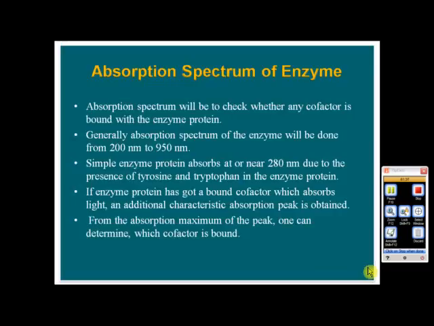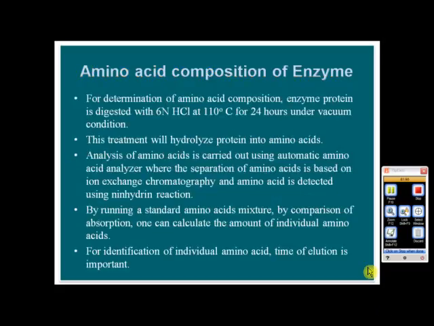And suppose we have some absorption different from 280 nanometers. That means that along with the enzyme you are having something else. It may be a coenzyme or a cofactor. So your enzyme is bound with a coenzyme or cofactor, which can be determined by means of this absorption spectrum.